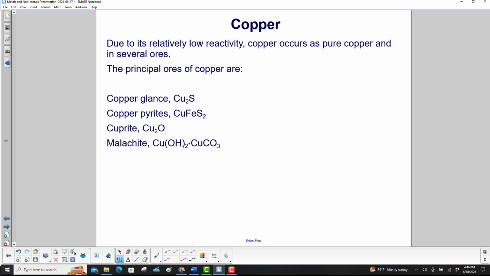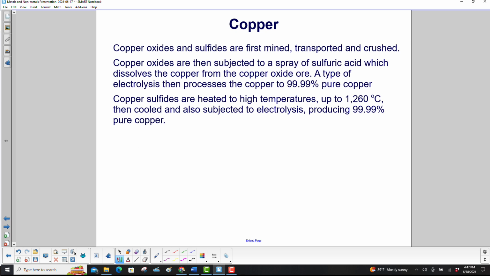Due to its relatively low reactivity, copper occurs as pure copper and in several ores. The principal ores are copper glance, copper pyrites, cuprite, and malachite. Copper oxides and sulfides are first mined, transported, and crushed. Copper oxides are then subjected to a spray of sulfuric acid, which dissolves the copper from the copper oxide ore. A type of electrolysis then processes the copper to 99.99% copper. Copper sulfides are heated to high temperatures, up to 1,260 degrees Celsius, then cooled and also subjected to electrolysis, producing 99.99% pure copper.